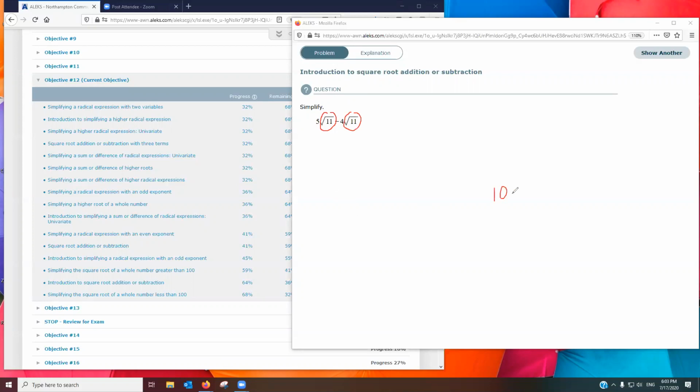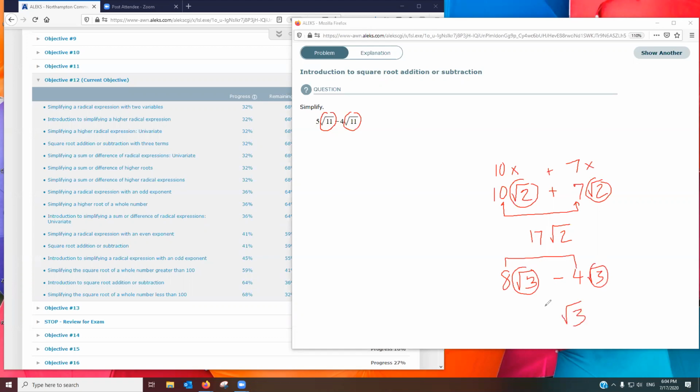How about if I had 10 times the square root of 2 plus 7 times the square root of 2? Well, I'm always going to think of this as like 10x plus 7x. So I'm going to keep the square root part as is, bring it down, and then I'm going to add these numbers in front together to give me 17. So it's almost like you're adding together like terms here. It would be the same thing with subtracting. Let's say I had 8 times the square root of 3 minus 4 times the square root of 3. I would keep the square root of 3 part as is, and then work out 8 subtract 4, that's just 4.